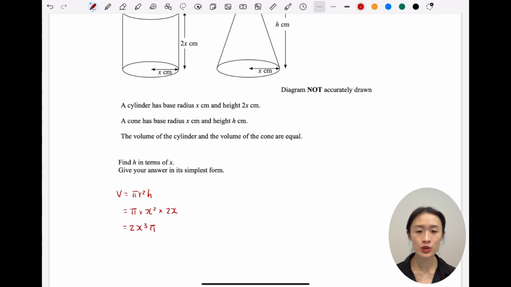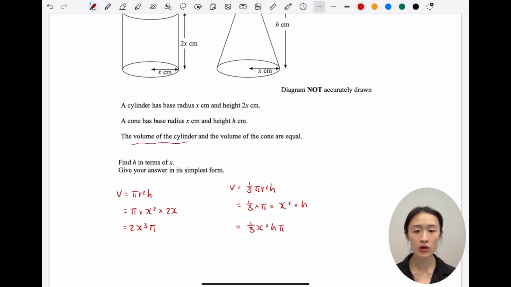And similarly, we're going to do the same for the cone. The volume of the cone is a third pi r squared h. So we know r is x, and h, leave it as it is. This is something we need to find. So in the end, we have a third x squared h pi.